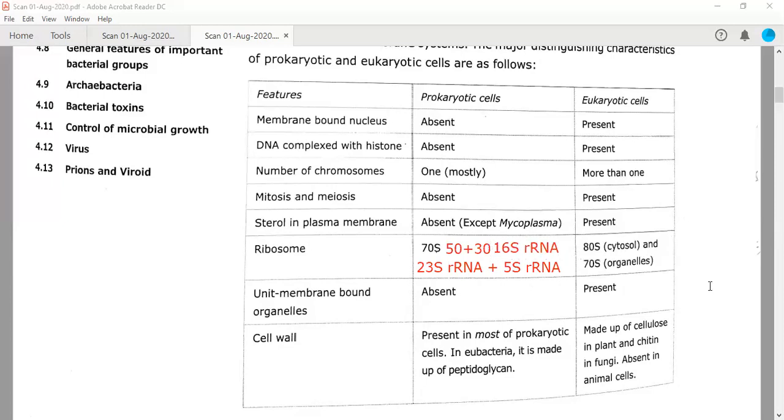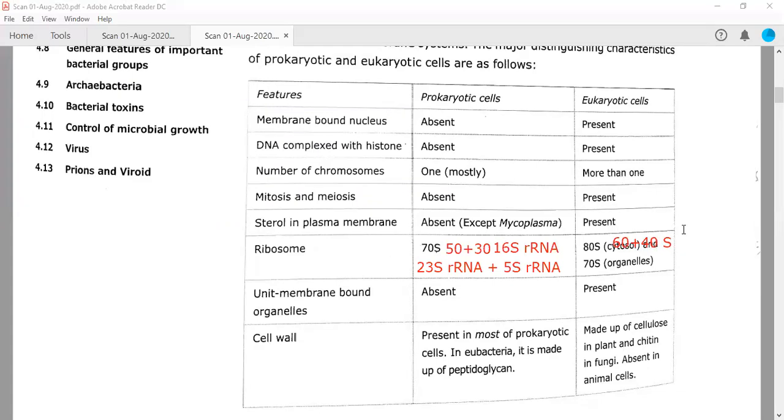Clear? Whereas only this 30S is made up of 16S rRNA and associated proteins with each subunit. Now this 80S is made up of 60S plus 40S ribosomal subunits. In this case, the 60S subunit is made up of 3 rRNAs and associated proteins. So one is 28S, one is 5.8S, and one is 5S rRNA plus associated proteins.